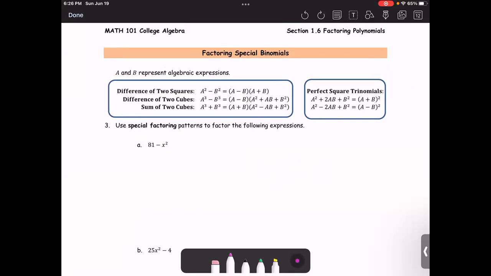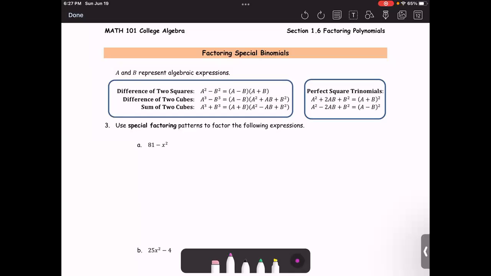Factoring special binomials. Given that A and B represent algebraic expressions, the difference of two squares, or A squared minus B squared, is the product of A minus B and A plus B. The difference of two cubes, or A to the third minus B to the third, is the product of A minus B and A squared plus AB plus B squared. The sum of two cubes, or A to the third plus B to the third, is the product of A plus B and A squared minus AB plus B squared.